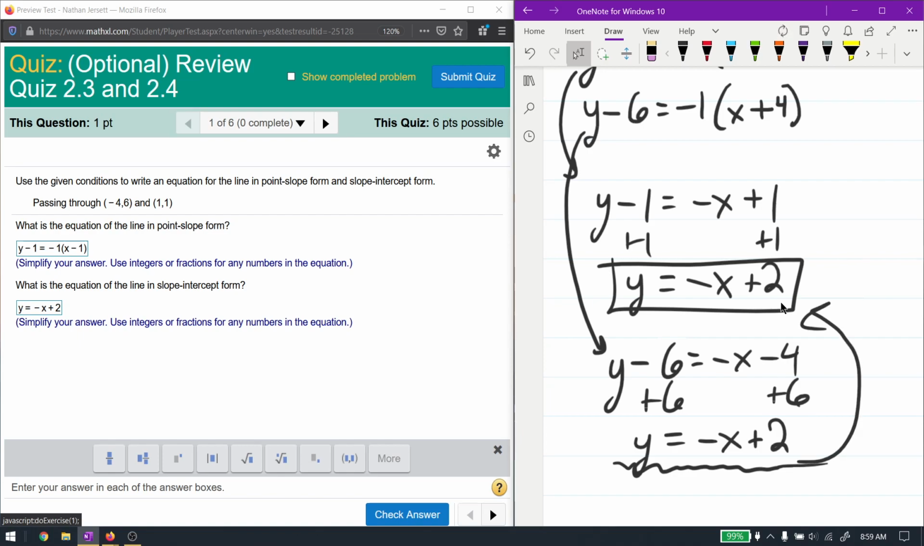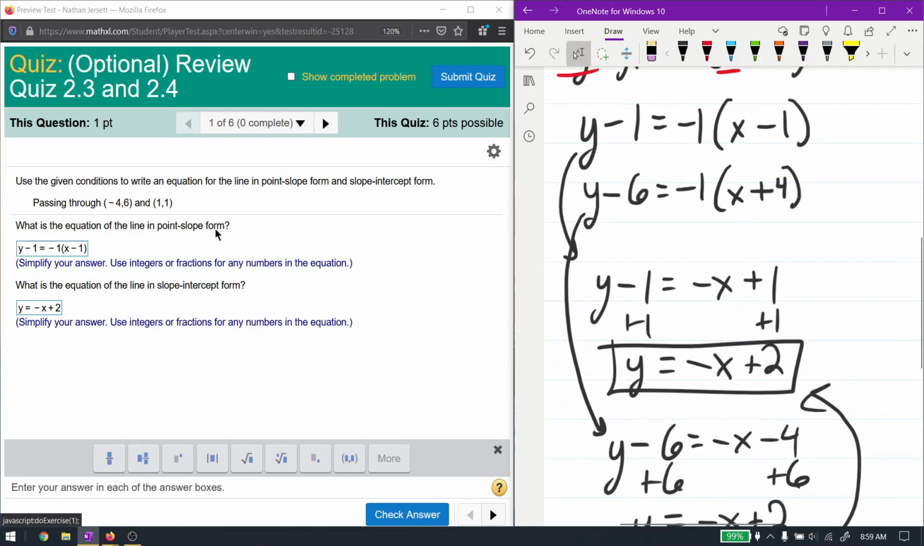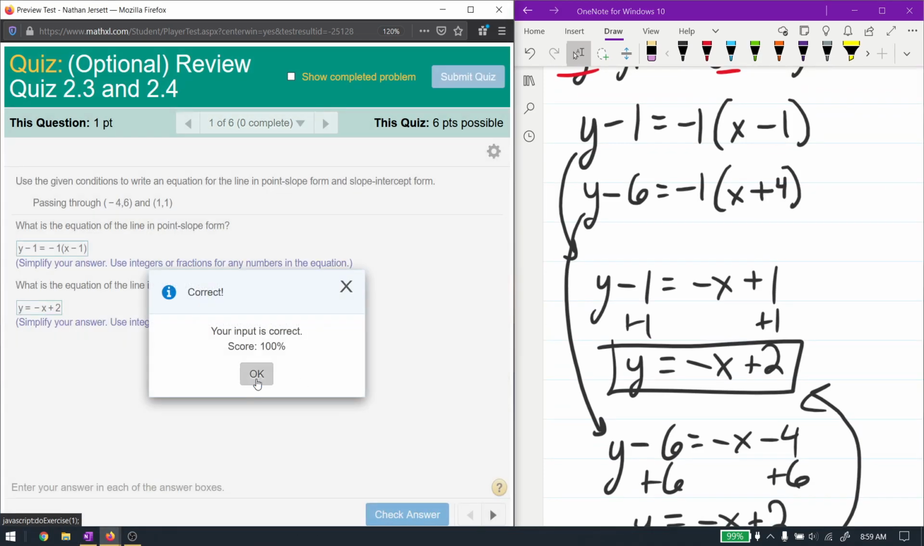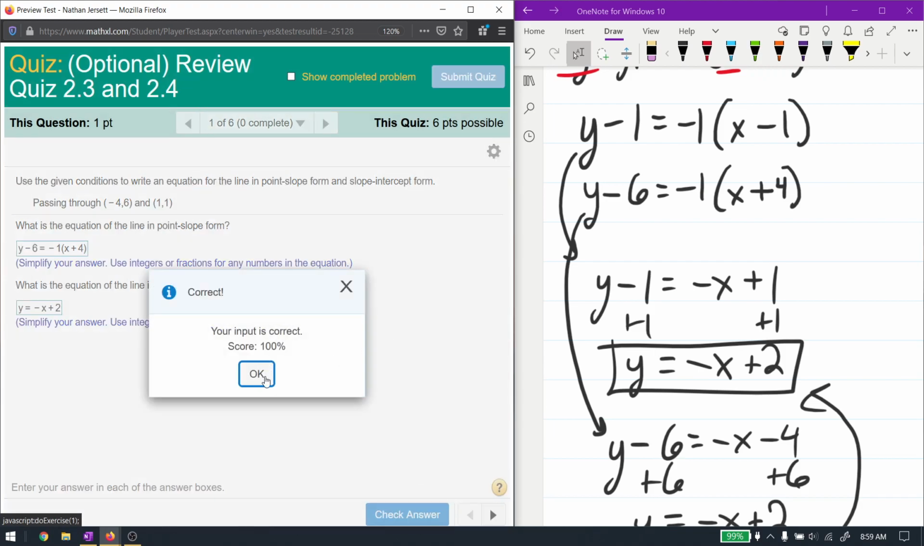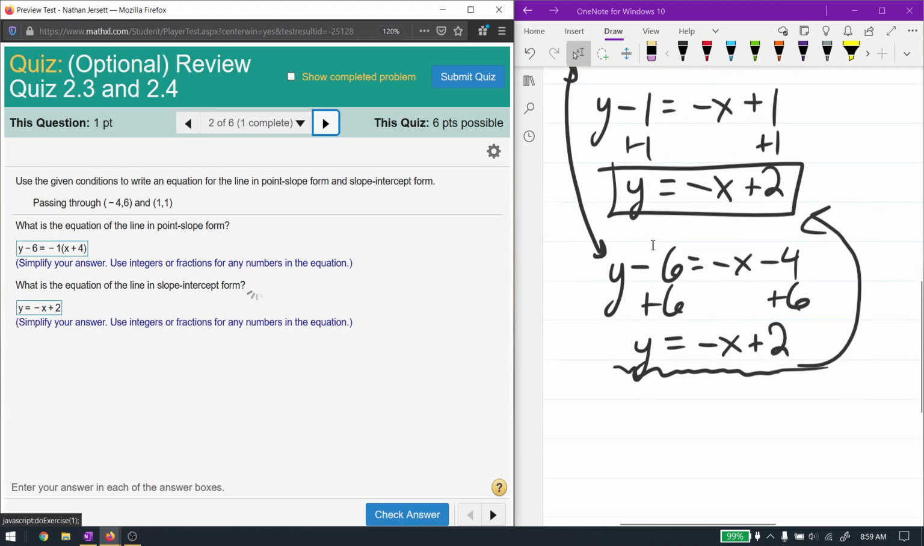The slope-intercept form is a very nice equation to work with. It's going to be unique for each line that you have. The point-slope form is necessary for finding it, but it's not going to be unique. So here we had, let's try the other one, 6, and then +4, I believe. Yep, let's try that as well. And both you see are correct. All right, let's move along.